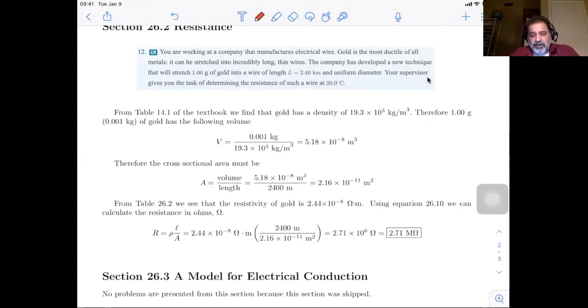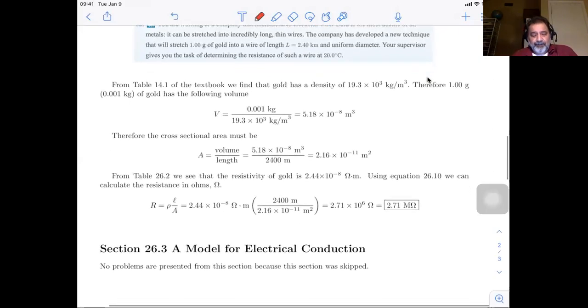The company has developed a new technique that will stretch 1 gram of gold into a wire of length 2.4 kilometers. That's 2,400 meters, and uniform diameter. Your supervisor gives you the task of determining the resistance of such a wire at 20 degrees C.